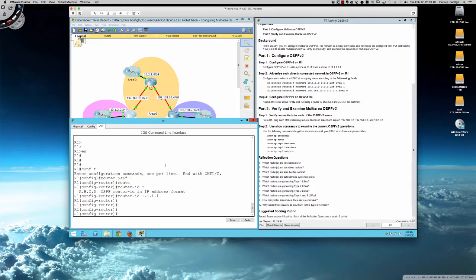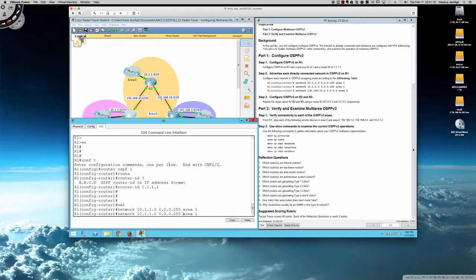The next thing it asks us to do on router 1 is advertise each directly connected network in OSPFv2. Again, it's very straightforward, it provides us with the command. So we're going to say network 10.1.1.0, and we're going to originate these routes now with the following commands and advertise these routes out, with a wildcard mask of 0.0.0.255, and we're going to say this is in area 1.